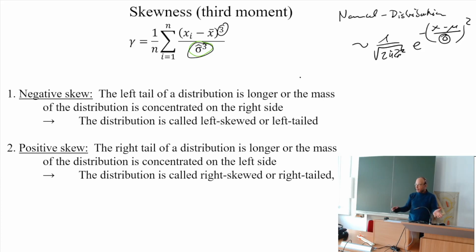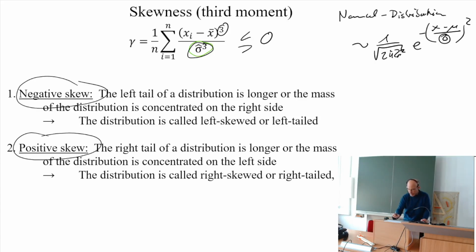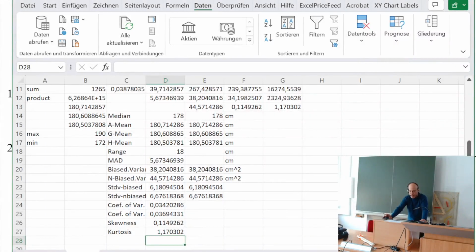And for this, if we have a negative number or a positive number, then we know that we have a left-tailed or a right-tailed distribution, just because this number is larger or lower than 0. We can also roughly interpret the amount. In our case, we have a quite small number, 0.11. And this means that we are quite close to a symmetric distribution.